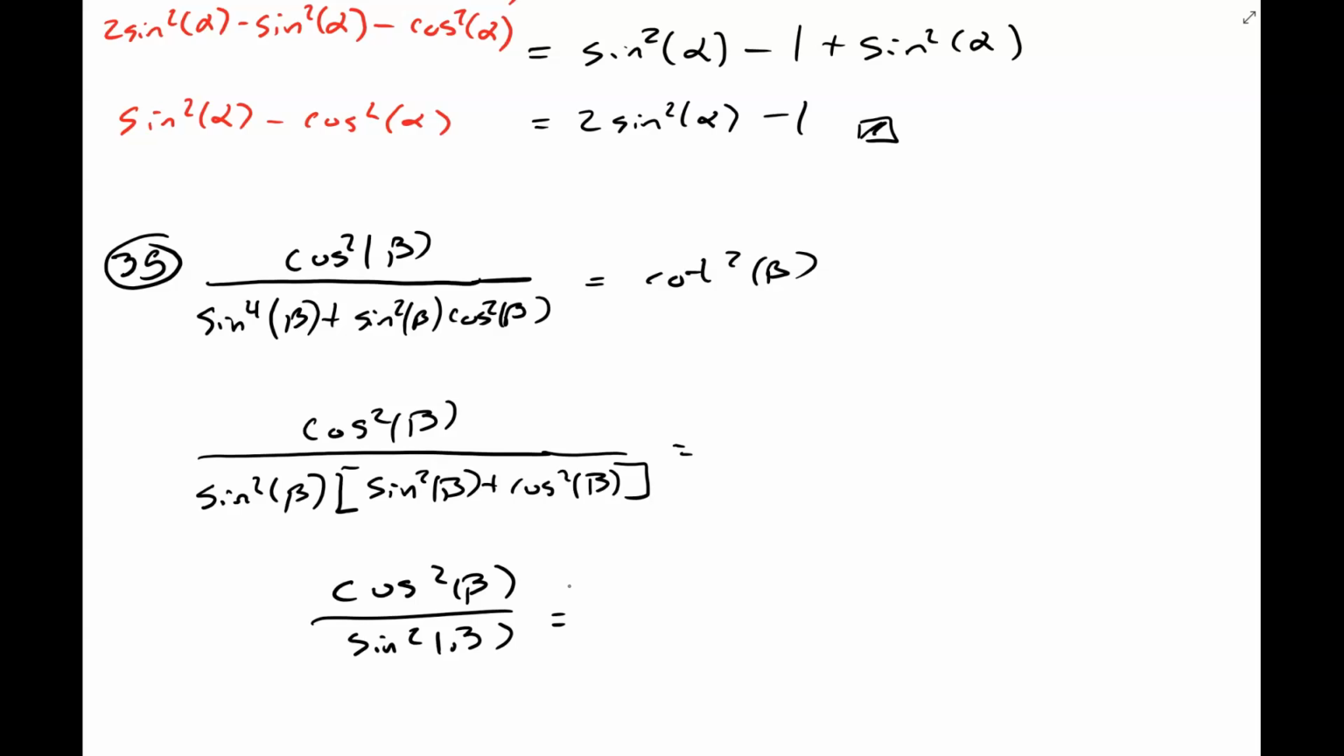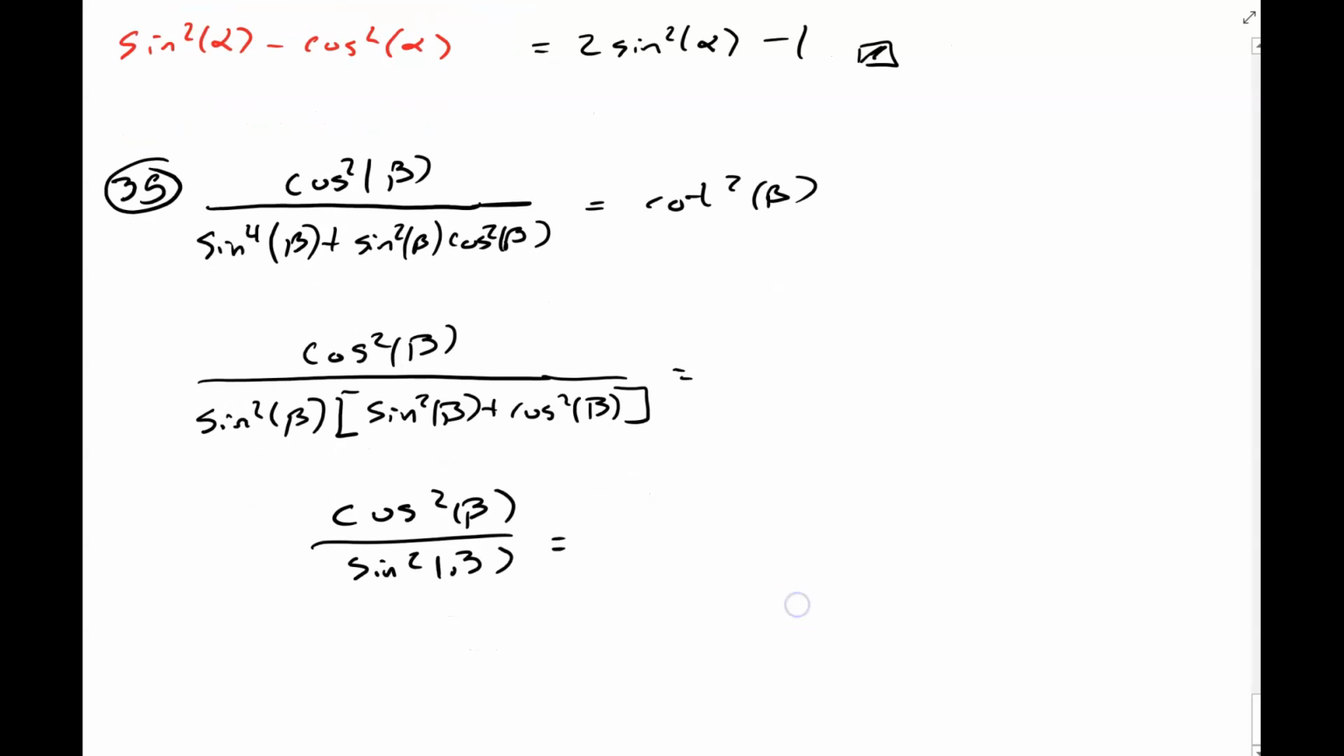Okay? That is exactly cotangent squared, right? Yes. If you look at your identity sheet, cotangent is cosine over sine. So cosine squared over sine squared is cotangent squared.